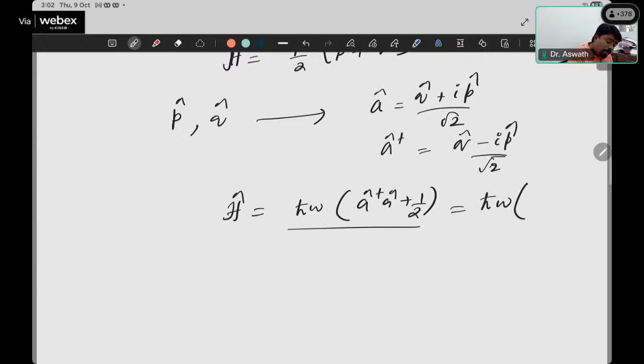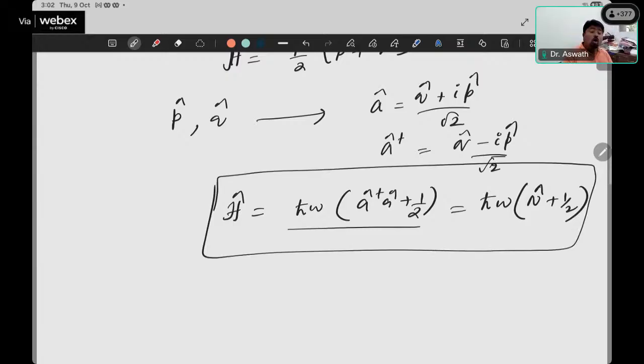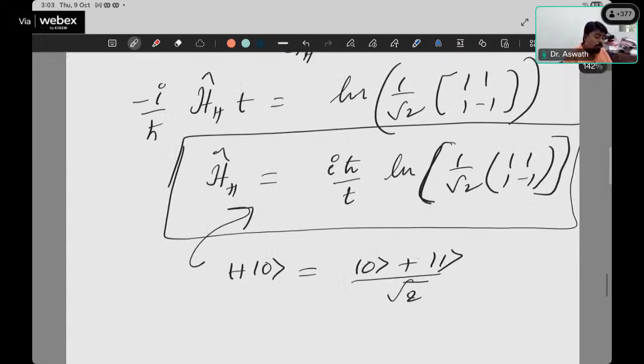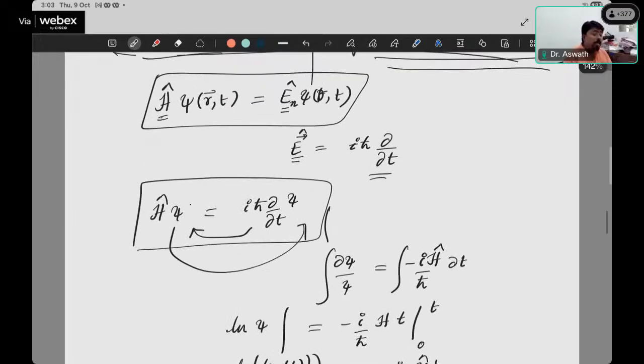I convert my A dagger A into the number operator, which tells me how many particles are there in a given system. N represents the number of particles. Okay, so let's conclude the question. Why did I move from the Hamiltonian expression form to the Hamiltonian matrix form? Why did I move energy from a number to the expression E equal to i h-bar dou by dou t? Because I am seeing things at a very, very quantum level.